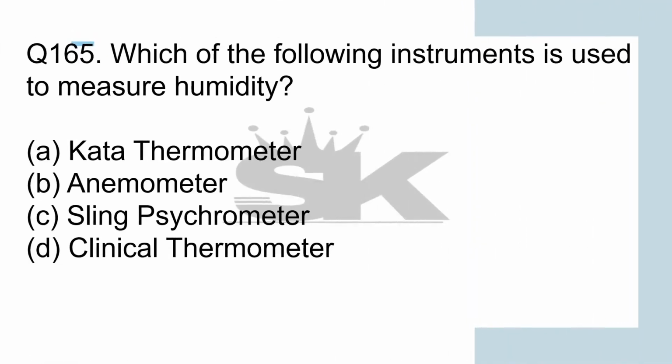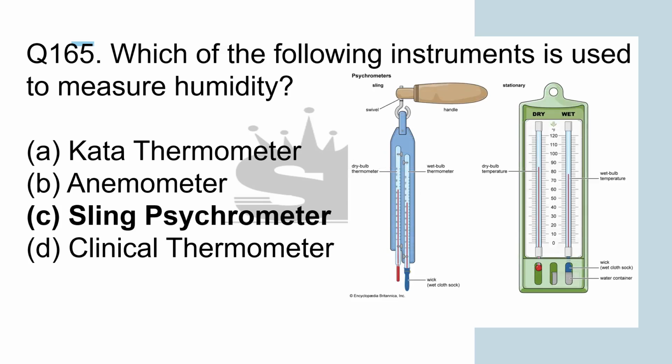Which of the following instruments is used to measure humidity? So the answer here is sling psychrometer. You can see it in the image.